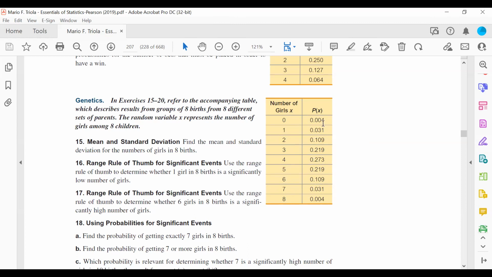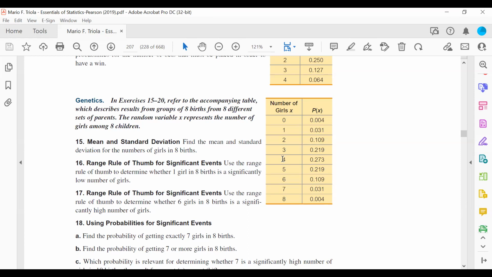Yes, that's correct. It is a bell-shaped curve. Notice where the peak is. It's at 4. Well, yeah, the probability of a girl is 50-50. So if you have 8 couples, the odds of half of them having girls is high. That's why it peaks at 0.273.